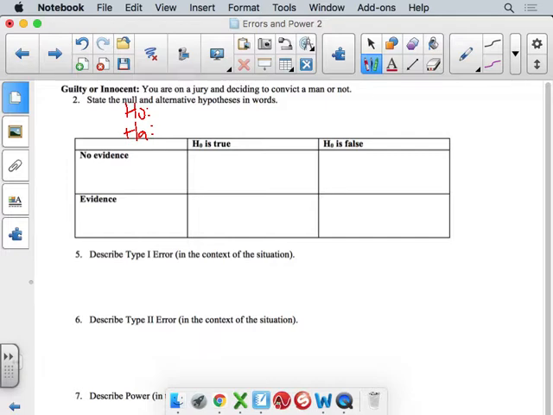The null is like the status quo, like there's no action taken. So in America, the null would be that you're innocent, like no action taken against you. But our hypothesis is always, like if you're in a trial, someone's trying to prove that you're guilty.